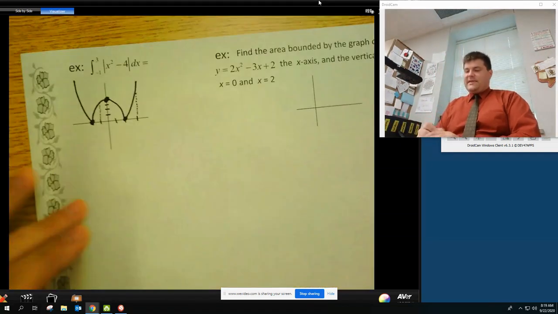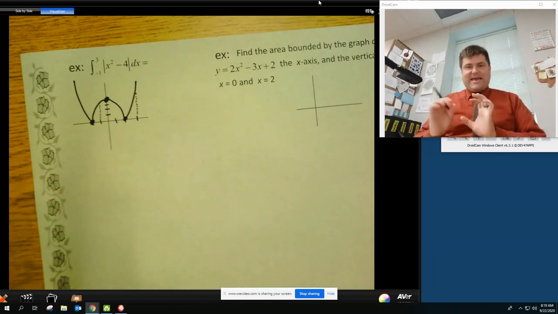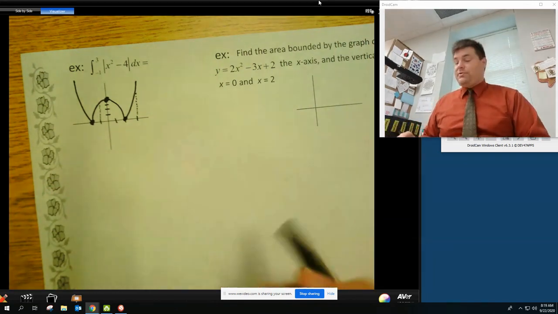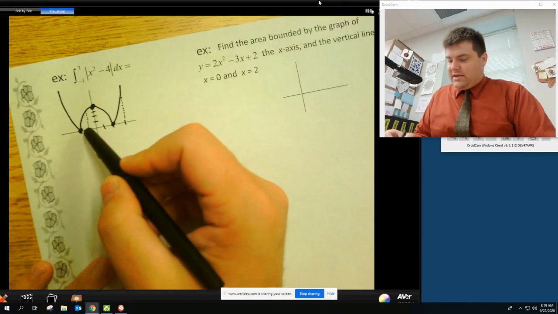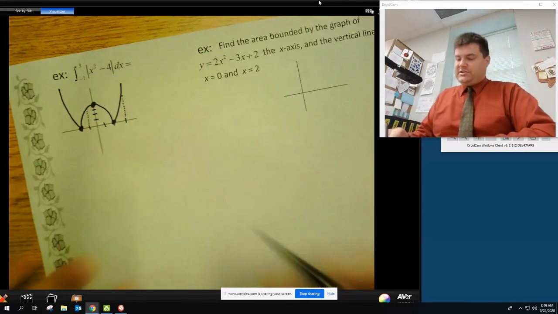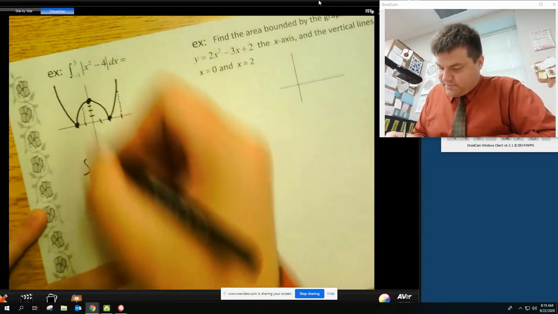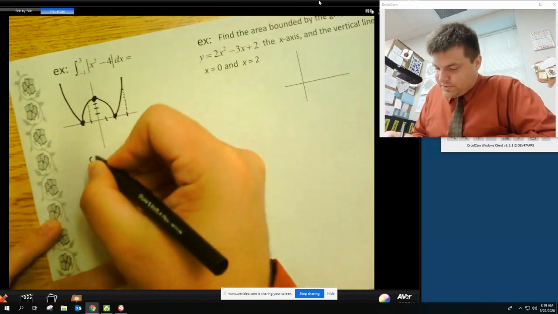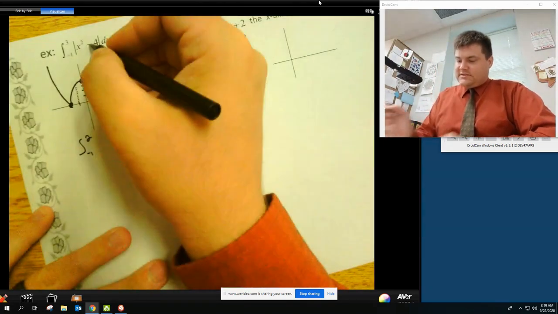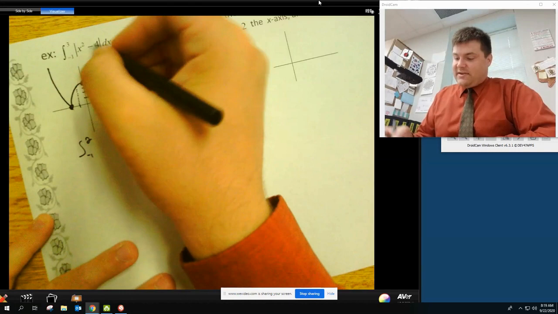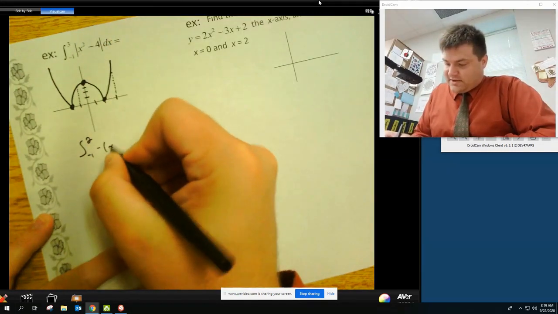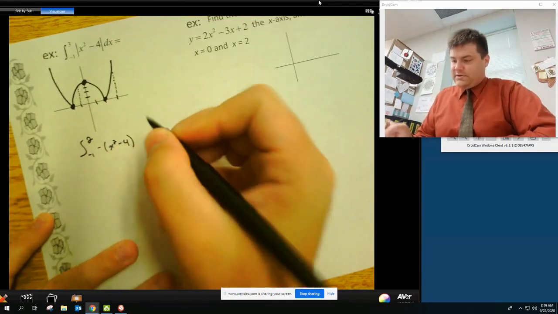So if you notice here, I'm going to have two different functions. So this one I'm kind of handcuffed. I'm going to have to go through and do two different functions here. So my first integral is going to be from -1 until 2 of this, okay? And this is the negative version of this. This is negative x squared minus 4.